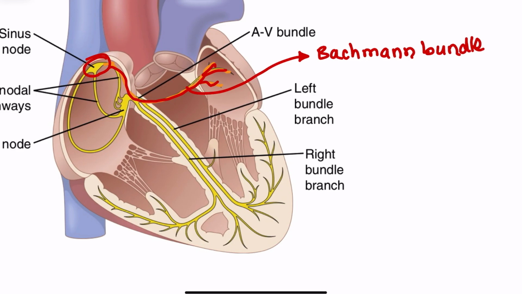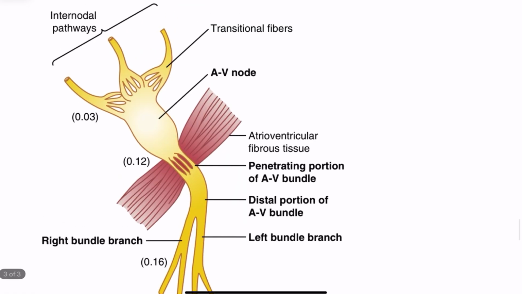Now let's understand why AV nodal delay occurs. Because the AV nodal cells have a fewer number of gap junctions. Fewer gap junctions will conduct the impulse slowly. So AV nodal delay will occur. How much AV nodal delay will occur? From the SA node to the AV node, it will take around 0.03 seconds.